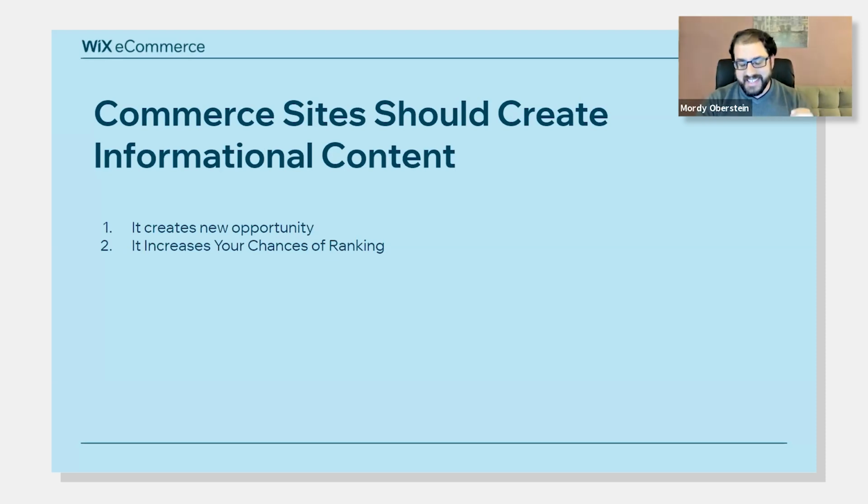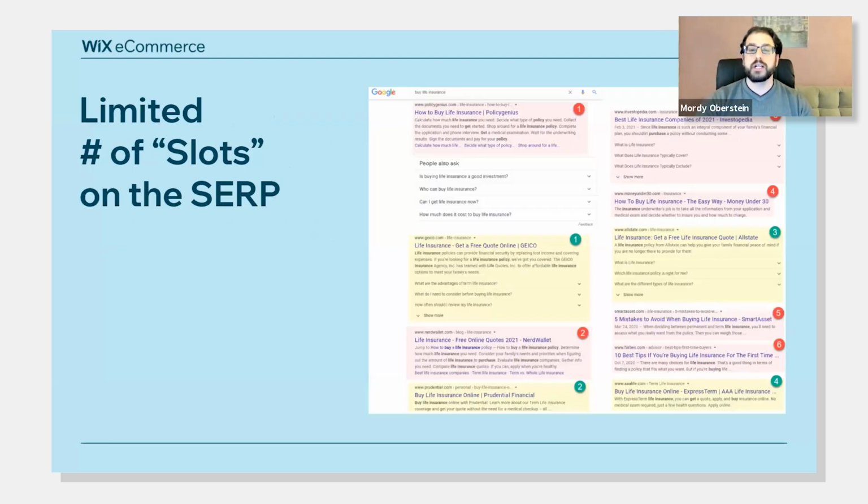Let me show you exactly what I mean by this. So let's take a look at the entire page one results page for buy life insurance. And what I've done here is I color coded the results page for you. In red are all of the pages that talk about information: how to buy life insurance, where to buy life insurance, the best life insurance. And all the results in yellow are places where you can actually buy life insurance from Geico and Allstate and all the other insurance companies. What you'll notice is there are 6 slots for informational pages, and there are only 4 slots for commerce pages.